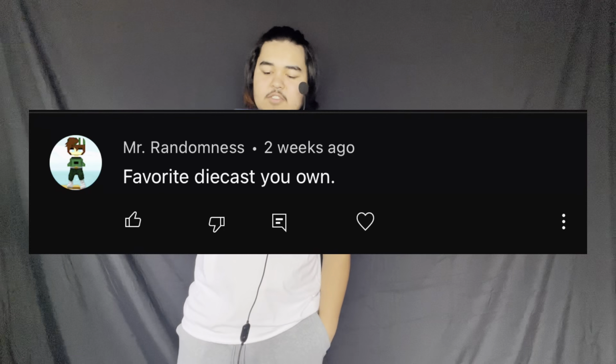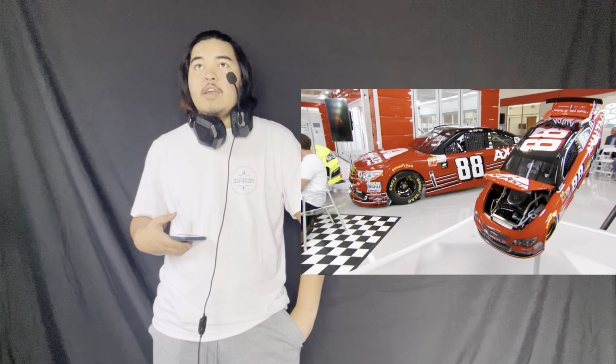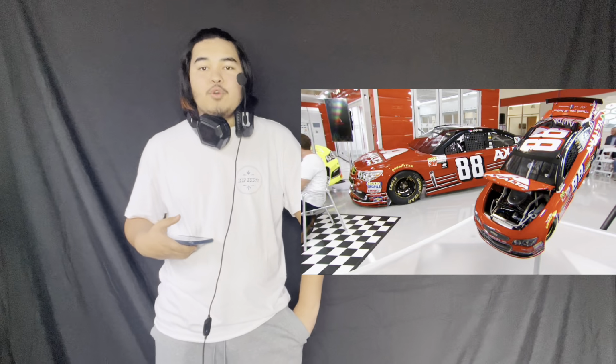problem. Anyways, Mr. Randomness asks, favorite diecast you own? I technically don't have it on hand with me right now because all of my diecasts are currently in the storage unit as we speak. So, I can't really show them on camera. But favorite diecast that I own would probably be Dale Jr.'s Final Ride. Like his Final Ride throwback car, because my grandma got that for me, off of QVC of all things. But yeah, I got it for my birthday.